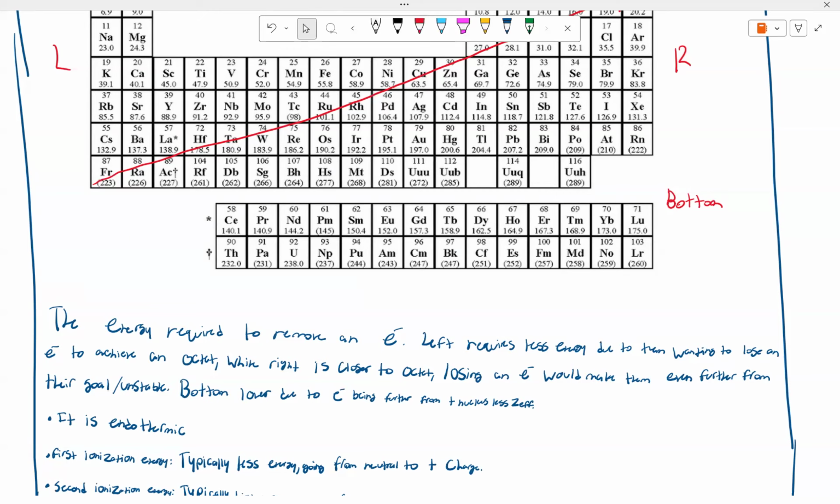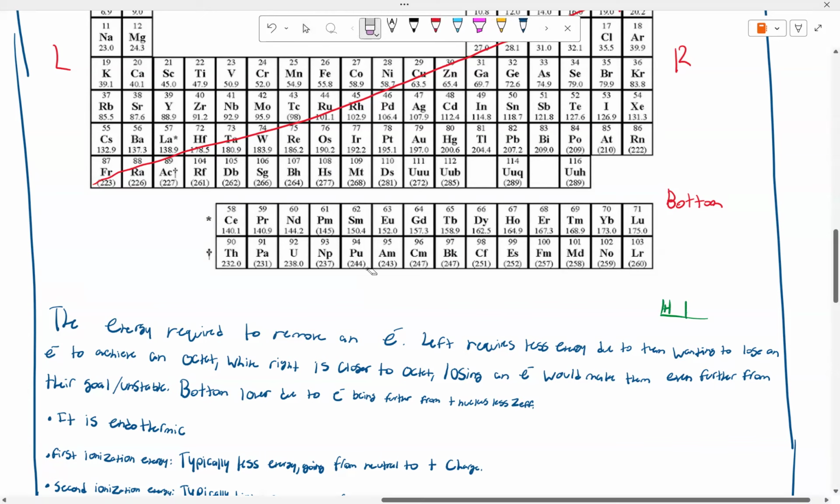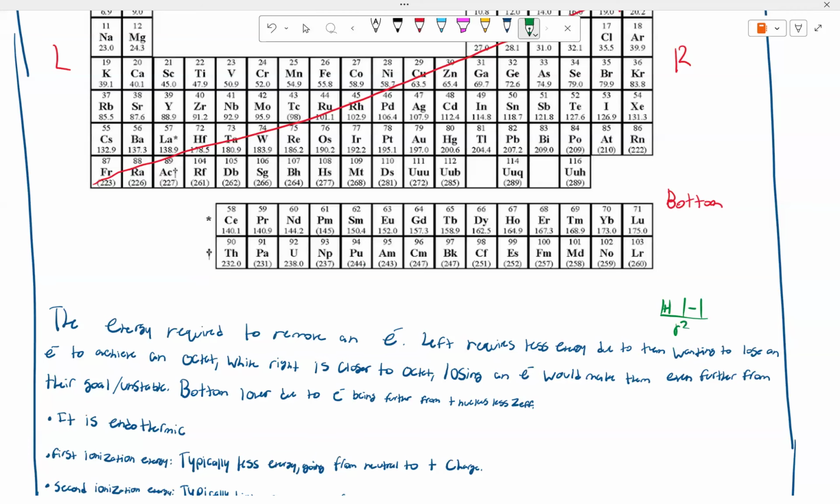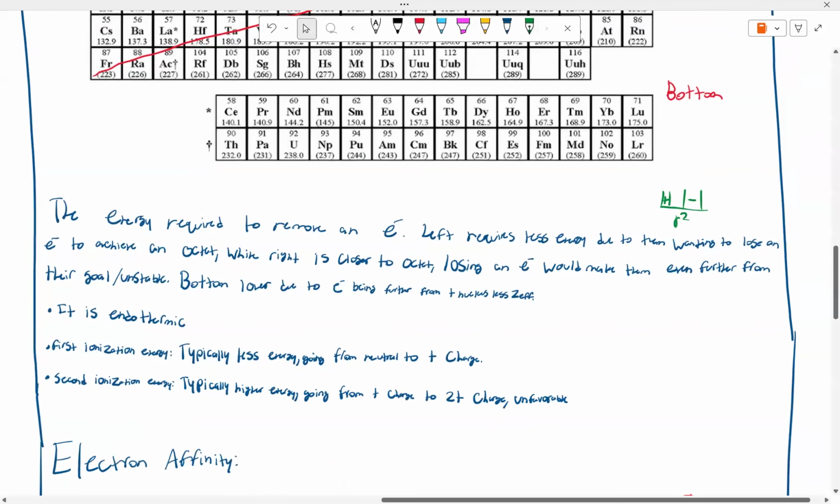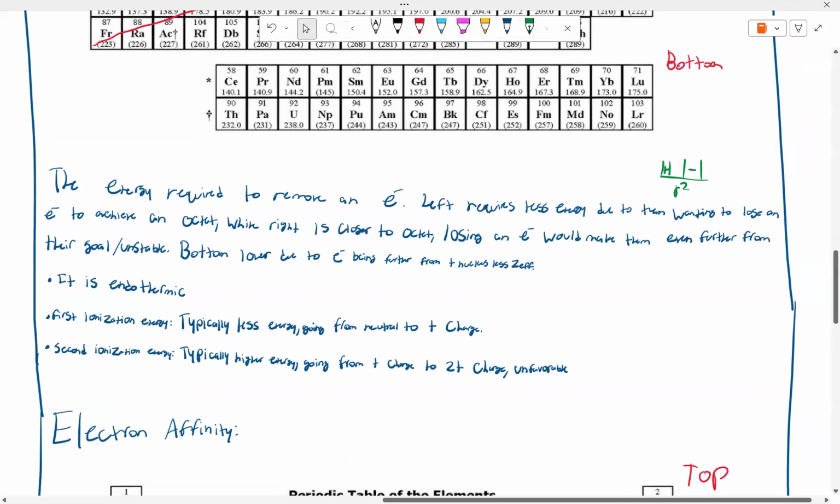Remember, if you're thinking back to Coulomb's law, our old friend Coulomb, you have charge, charge, and then R squared is your distance between the charges. Because you're increasing the denominator, there's less electrostatic force.